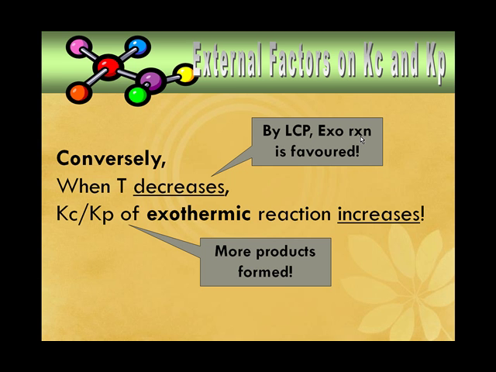So if you remember, the products, when you multiply them together, are at the numerator, on top of the line in the division. So if this number is going to be bigger, this means that the equilibrium constant is going to increase.